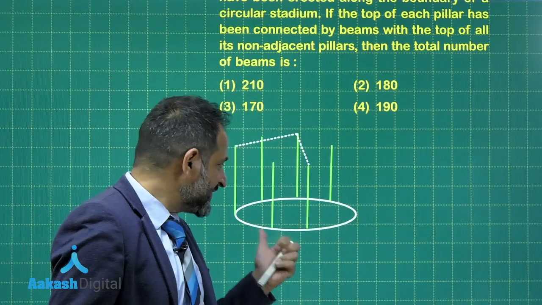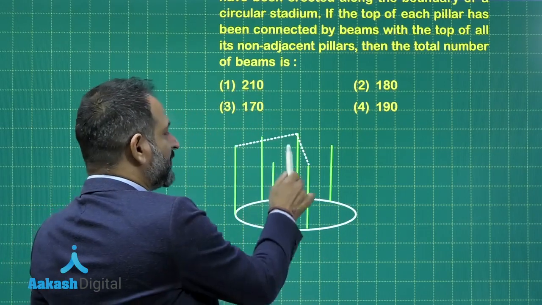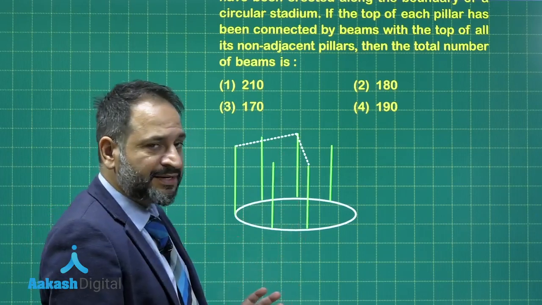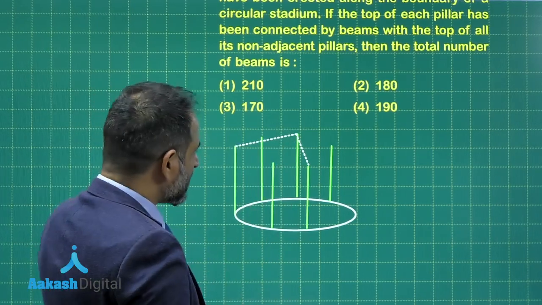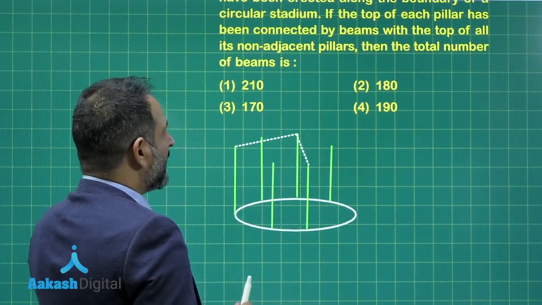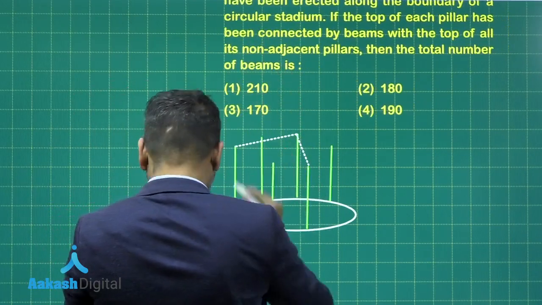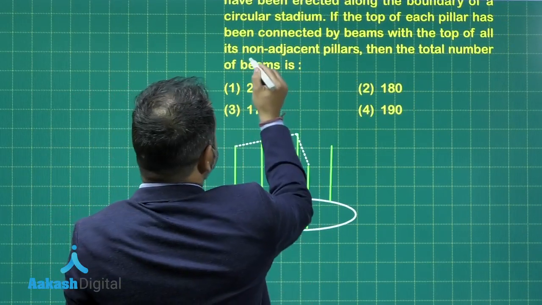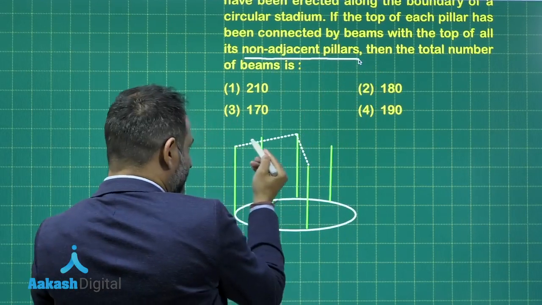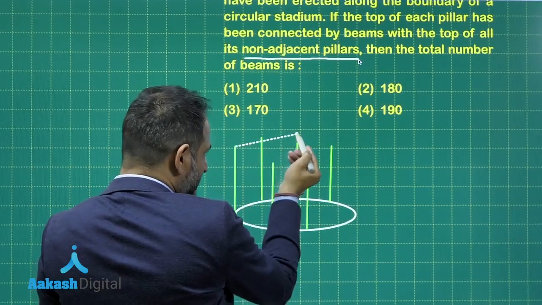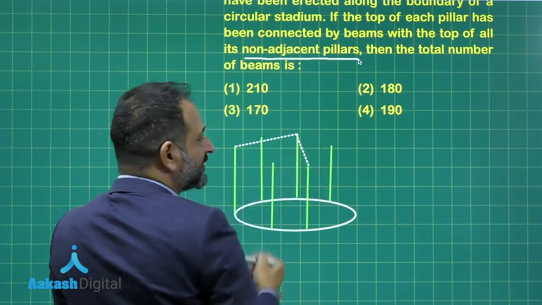There is a circular stadium right here, and these are the pillars of equal height. Now it is given that these dotted lines are the beams. The pillars are connected with the beams, and it is also given that the non-adjacent pillars are connected here. So that means pillars that are adjacent are not connected. These two pillars are not connected. This pillar is connected to a different one. Similarly, this will be connected here, and this will be again connected here.